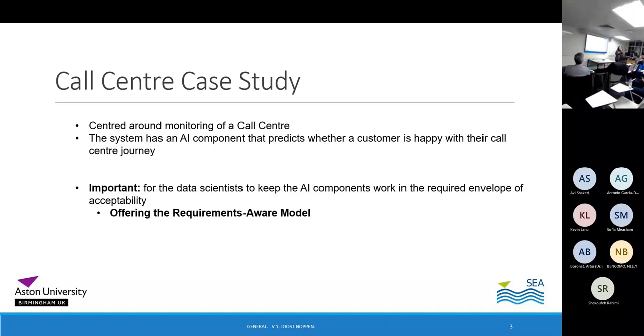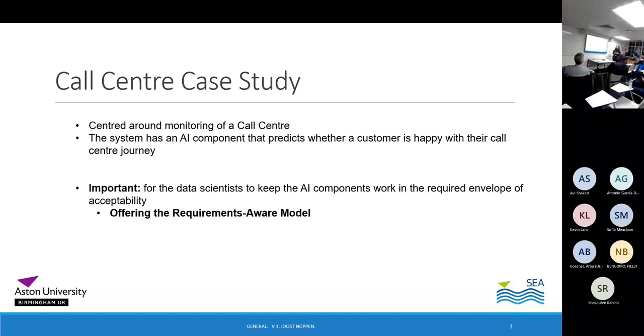If the AI enabled system is not working as it is required to, or deviates from its normal behavior, what should be suggested in that case? In this way, the requirements aware models can help the data scientists in managing these AI software systems, typically called microservices: small software components with embedded AI classifiers. So that was the main target.